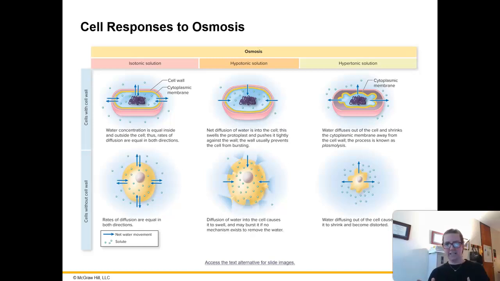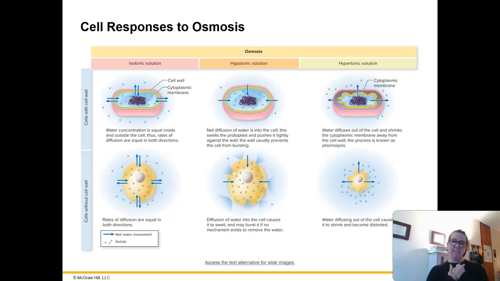The far right-hand side shows us what will happen if you take cells and put them in a hypertonic solution. A hypertonic solution has more solutes and thereby less water compared to inside the cell. Water is going to move from high regions of concentration to low regions of concentration. So in that hypertonic solution, there's going to be a lower concentration of water because there's a higher concentration of solutes. So the net movement of water is out, and this causes that bacterial cell to shrink.